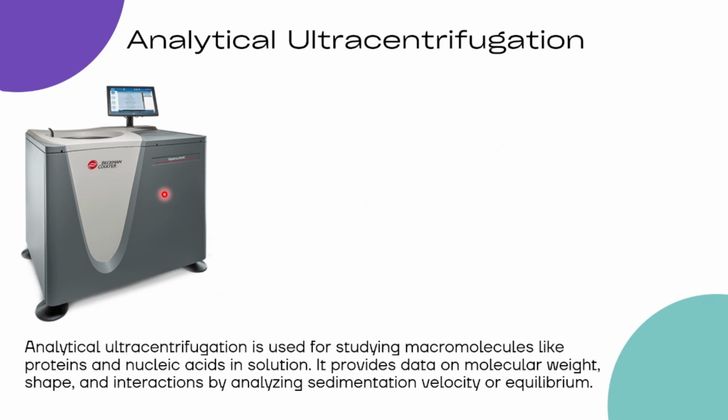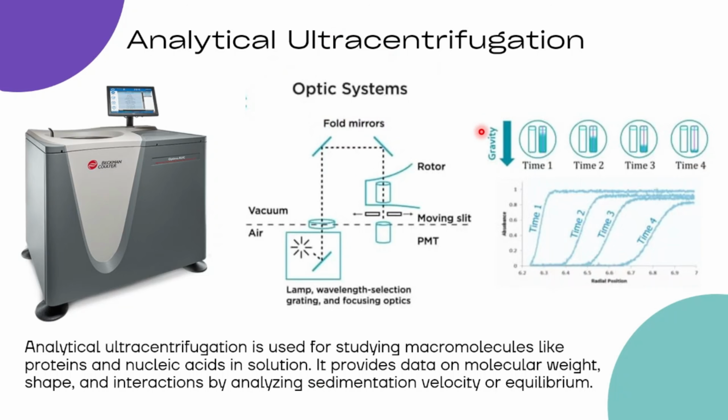Next, we're going to look at analytical ultracentrifugation, which is used for studying macromolecules like proteins and nucleic acids in solution. It provides data on molecular weight, shape, and interactions by analyzing sedimentation velocity or equilibrium. Now, this kind of centrifugation combines an optic system which helps to give the data on molecular weight, shape, and interaction. It is basically like combining centrifugation and spectrophotometry to monitor in real time the absorbance of the particles being separated. So it is very complicated.